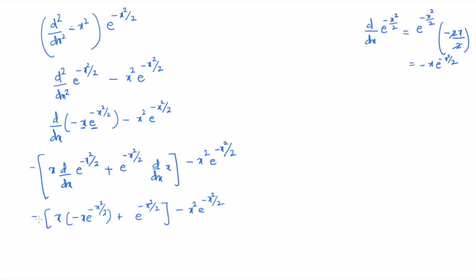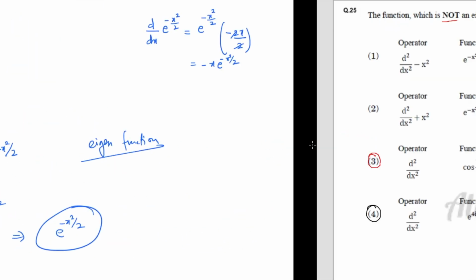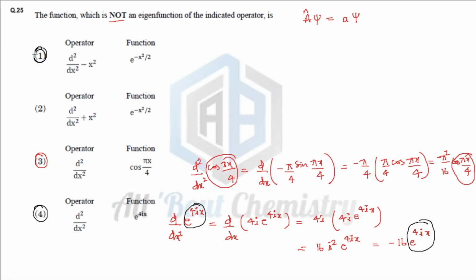Just open the bracket. So this minus is going to make it plus, so this is going to be x square e to the power minus x square by 2 plus e to the power minus x square by 2 and minus x square e to the power minus x square by 2. Now you can see that this term is cancelling this term. What I am going to get at the end is nothing but e to the power minus x square by 2, which is my function back. So that means you have started operating the operator on the function, you got your function back. So this is an eigen function. So that means option number A is again an eigen function. Okay, so the first option is also an eigen function.